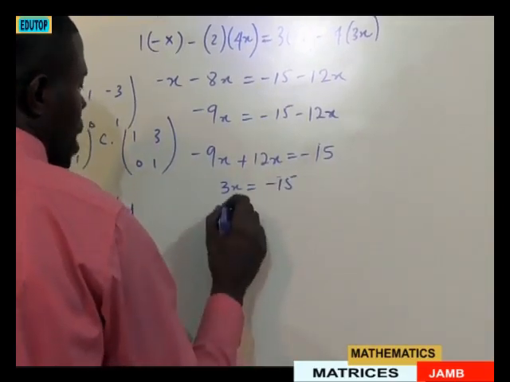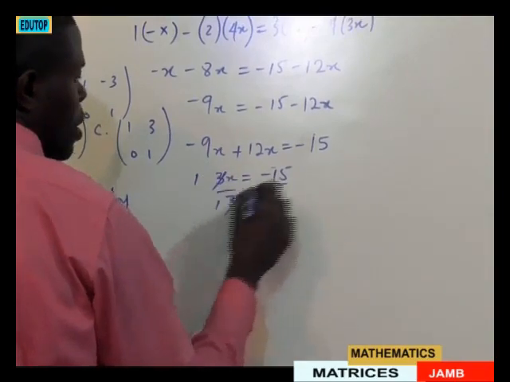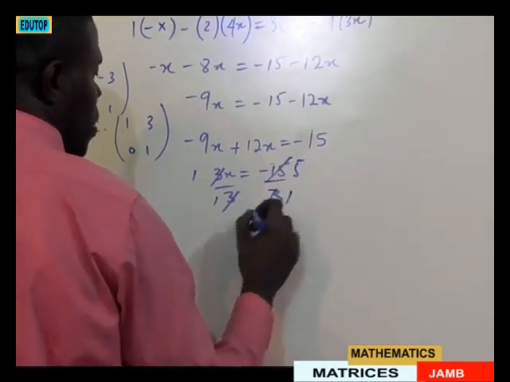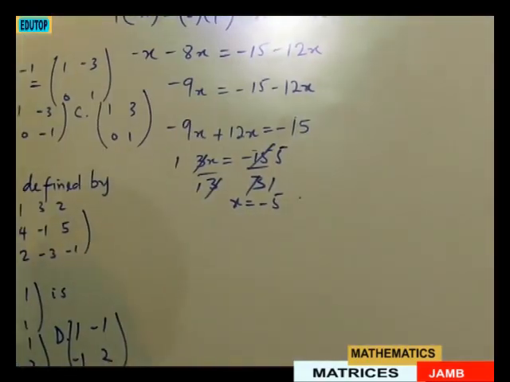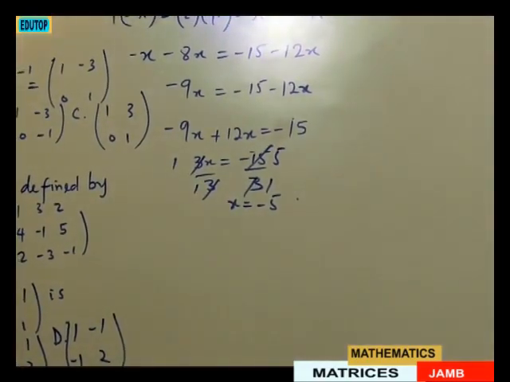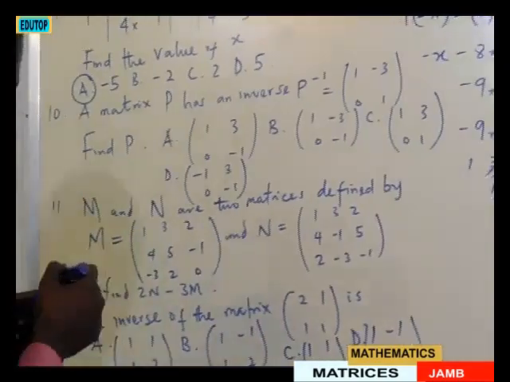So we divide both sides by what? 3 to get our x. 3 a 1, 3 a 5, that's minus 5. So x equals minus 5. That's why one has to be careful, because minus 5 is here, 5 is also here. So our answer is here.